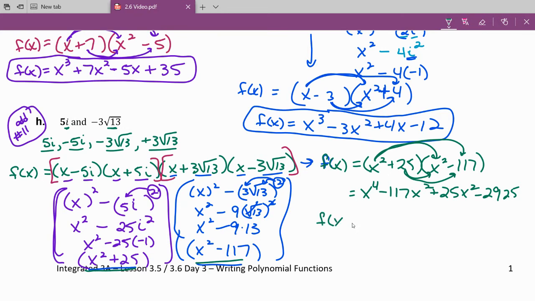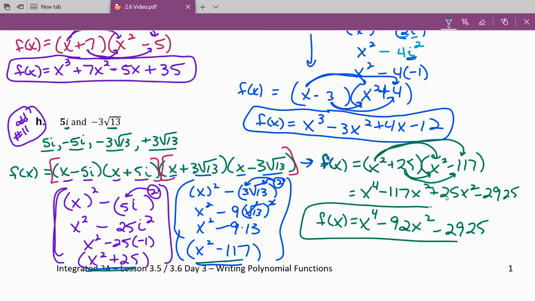So combine your like terms and we'll be done. So x to the fourth, combine your middle terms, negative 117 plus 25 will be negative 92x squared, and then bring down the negative 2,925. All right, so now we have it. That is our answer in standard form.